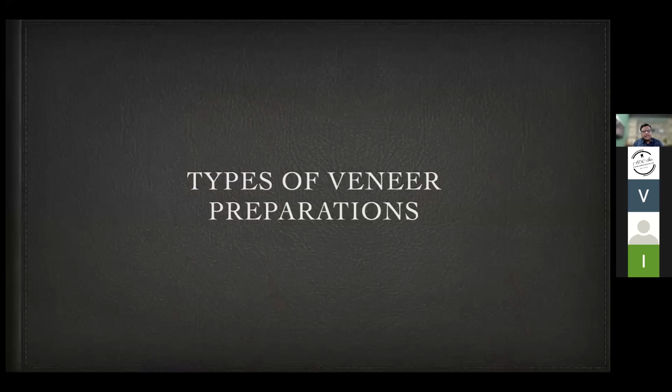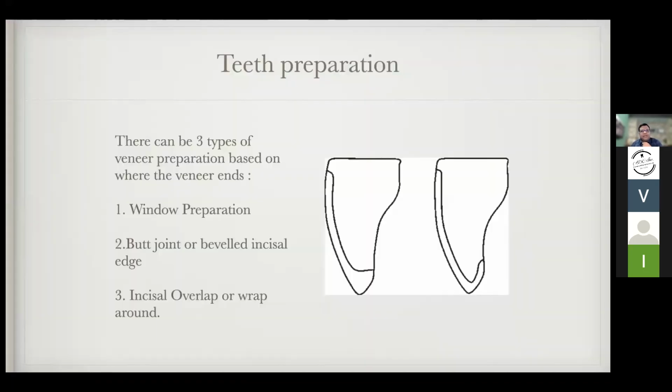Next, once this is done, let's look at the type of veneer preparations that can happen. There are basically three types of veneer preps. One is a window preparation. That means it will just end there. It will be like a window on the facial surface. It will not move on to the incisal edge. There is no involvement of the incisal edge.